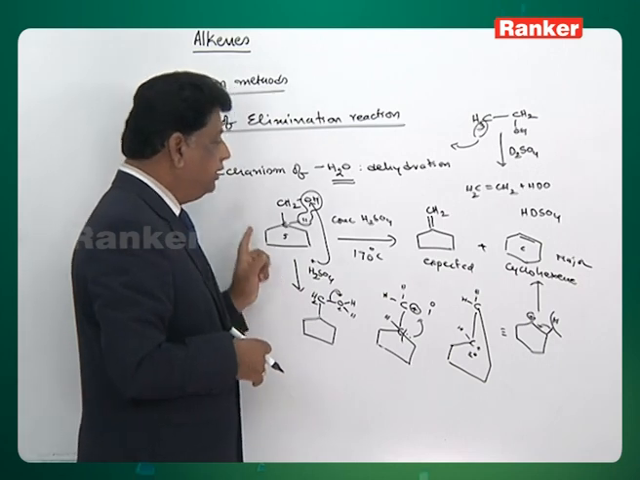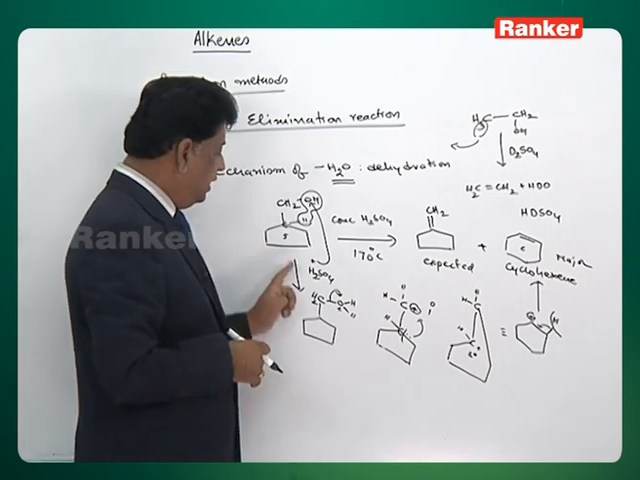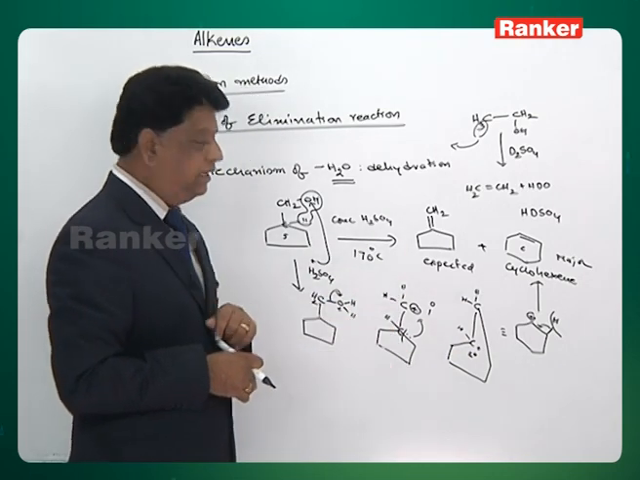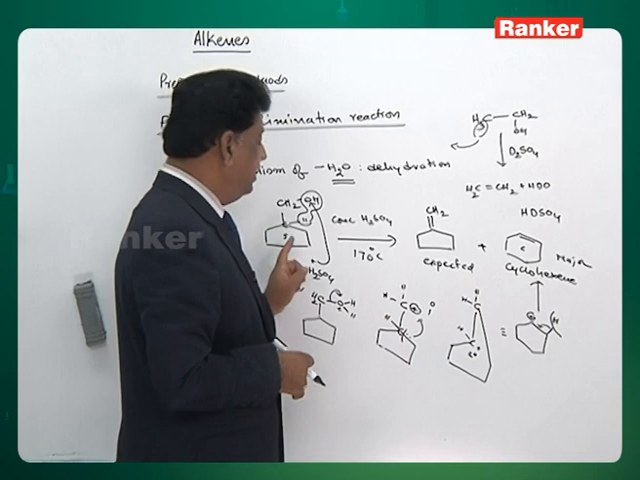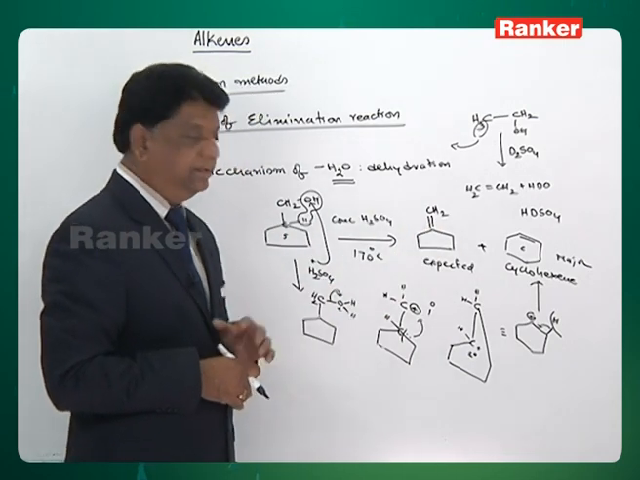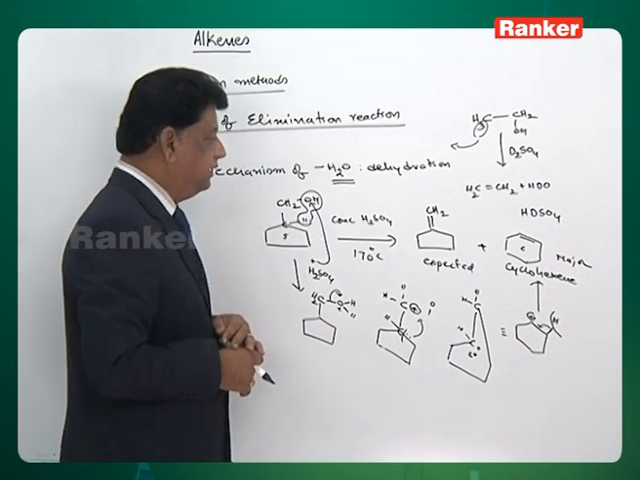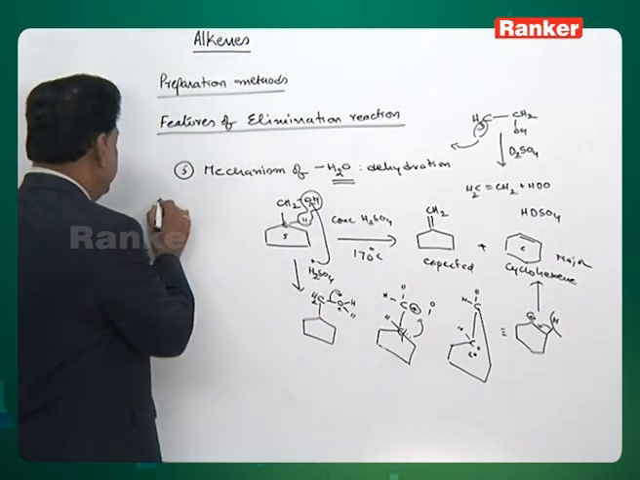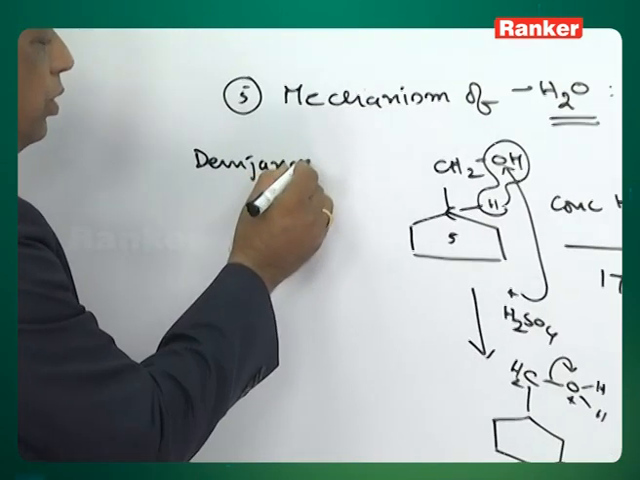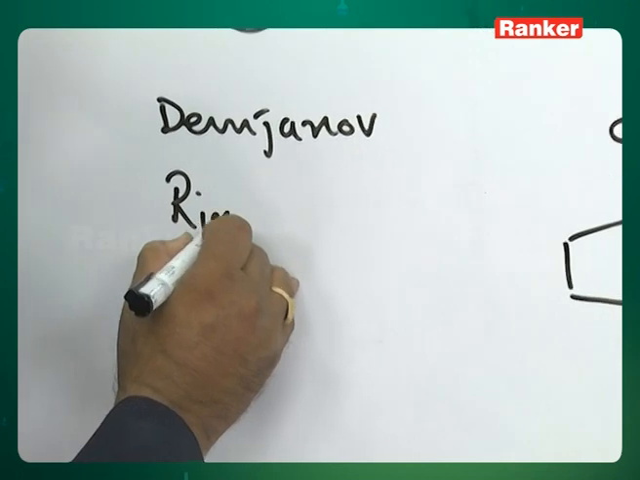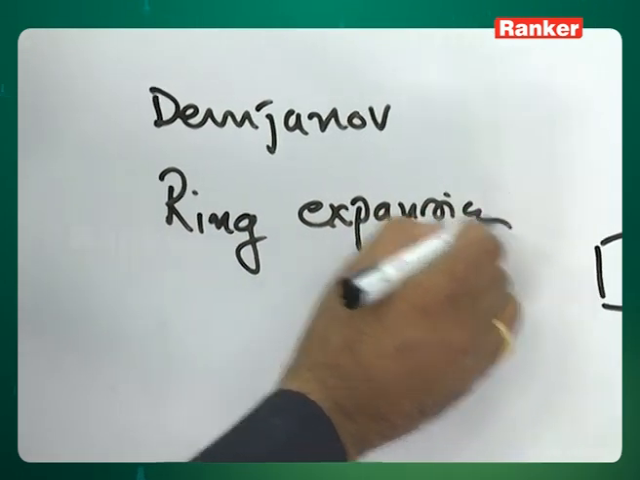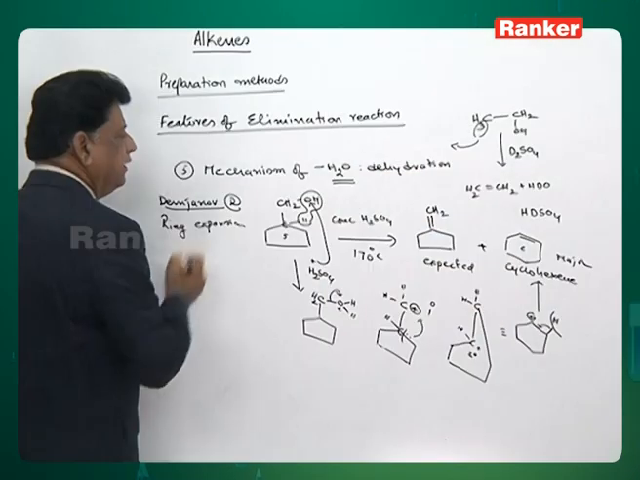So, we are getting 2 promotions. One is that the 1 degree carbocation has become a 2 degree; this is one promotion. Another one is that the 5-membered ring has become a 6-membered ring. This is called ring expansion, isn't it? Especially it is called a rearrangement called Demjanov ring expansion. It is a Demjanov rearrangement, you can say otherwise.